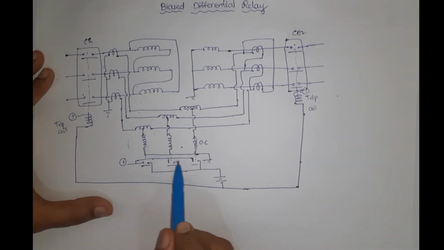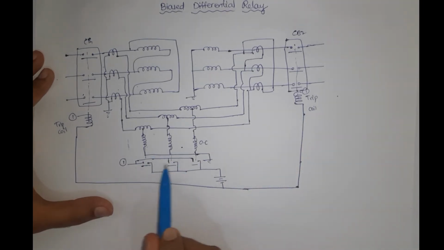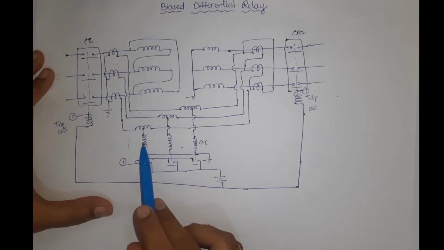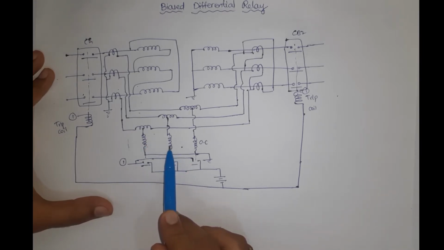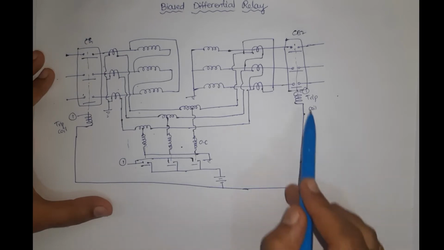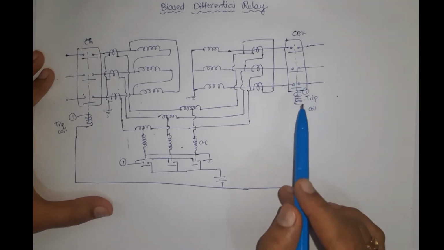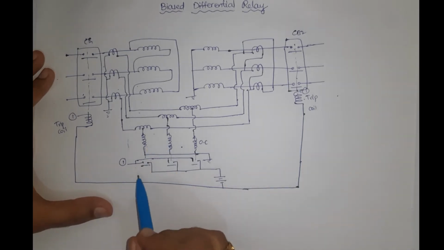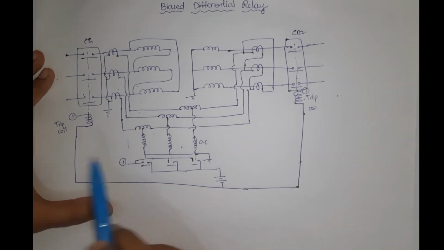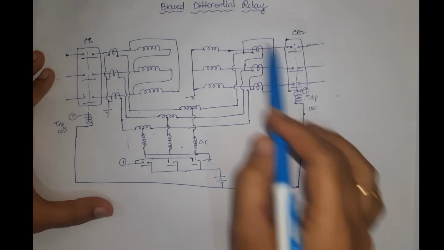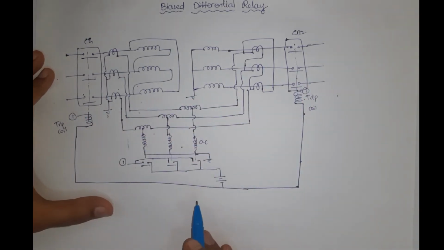From the operating coils, the contacts are taken in parallel, right? So that if any one relay operates, then it activates the trip coil circuit and the circuit breaker contacts are opened, right? So this comes to trip coil 1. So this is the connection scheme for the biased or percentage differential relay.